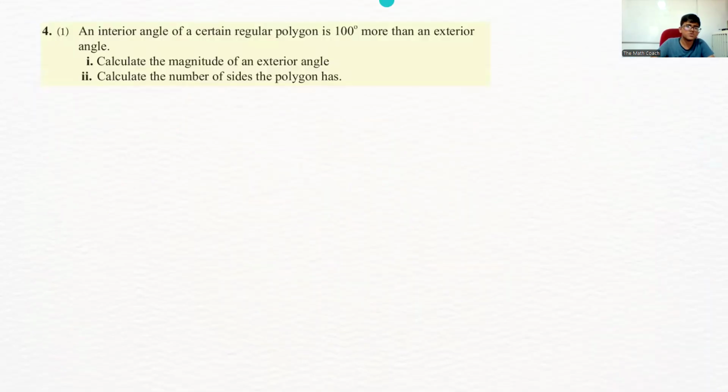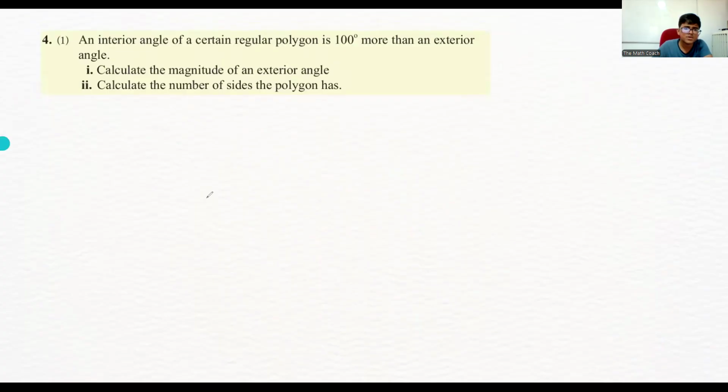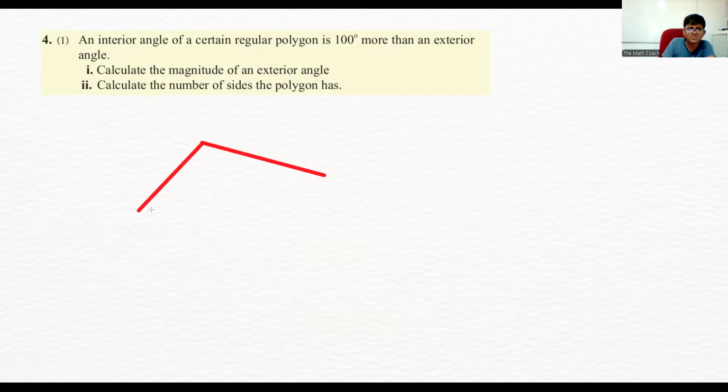Right, so this polygon question says that an interior angle of a certain regular polygon is 100 degrees more than an exterior angle. What are they saying here? That there is a certain polygon. We don't know that polygon actually. We just draw an edge of something and imagine it as a polygon here. So we have an interior angle of a certain regular polygon that is 100 degrees more than an exterior angle.